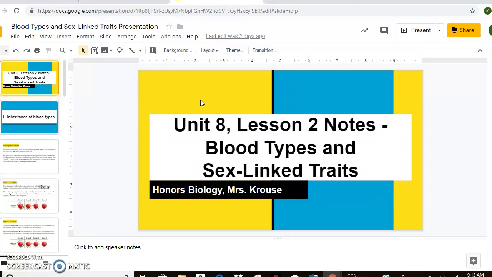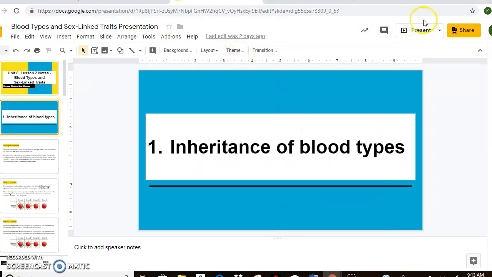I'm actually going to split this up into two videos. This first one is on blood types, and the second one will be on sex-linked traits. All right, let's get started.